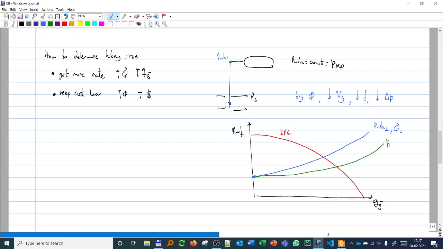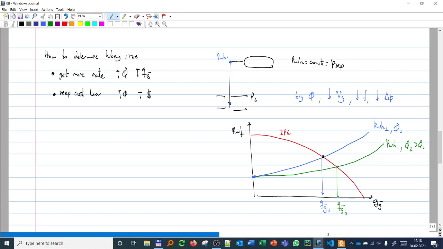This will be for the same wellhead pressure, but now for a diameter 2, where diameter 2 is bigger than diameter 1. So if you see the intersection, if I put these two tubing together, I was going to get this right here, QG1. But now if I put these two systems together, the green and the red, I obtain QG2.